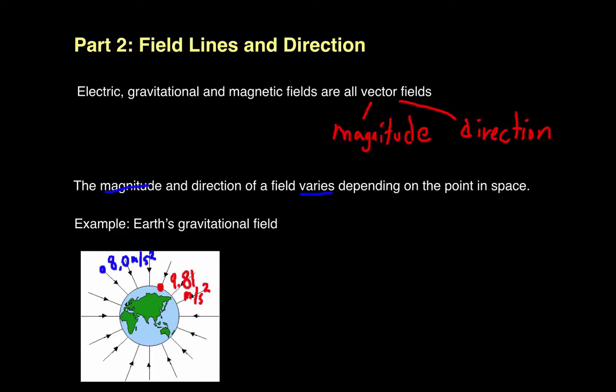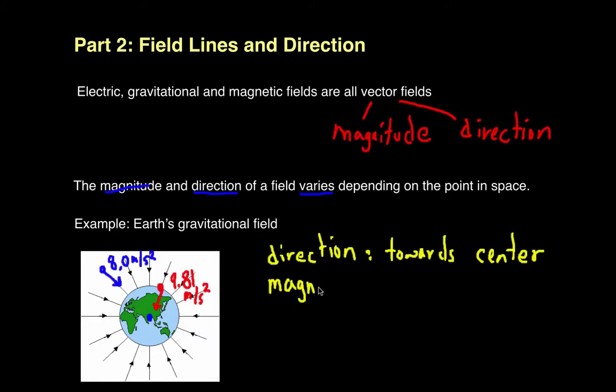You'll also notice that the direction is different too. The one on the surface of the Earth points towards the center of the Earth, and the one further away also points towards the center of the Earth, but the two arrows point different ways because of their location with respect to the center of the Earth. The direction of a field also varies depending on the point in space. The direction of a gravitational field is always towards the center of the object. The magnitude decreases the further you are away.